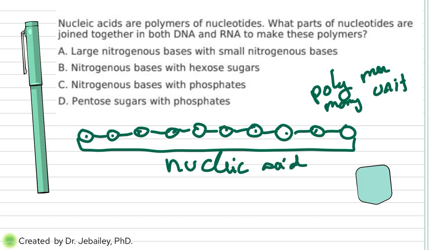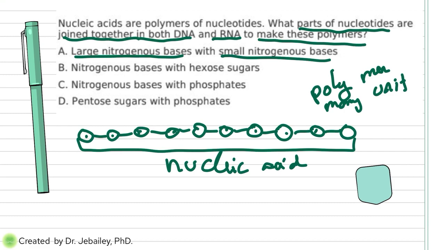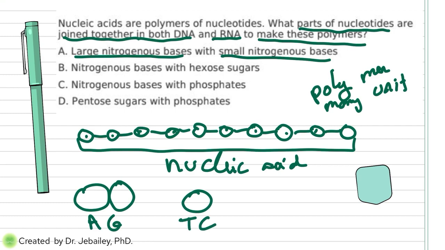Now, that's not what the question is, but we kind of get a little scope of understanding of this concept. Now, it says what parts of the nucleotides are joined together in both DNA and RNA to make these polymers. So it's something that can be found in DNA and RNA. So let's look. The first one says large nitrogen bases with small nitrogen bases. Some of you will say, well, maybe it is true, because the purines look like two rings while the pyrimidines are the small ones. And by purines, I mean A and G, and the pyrimidines are T and C. So you might have a little bit of doubt about this. Okay, let's go to the next one.